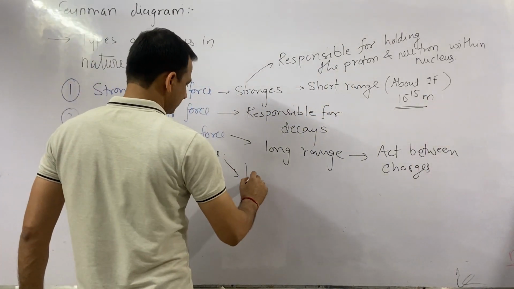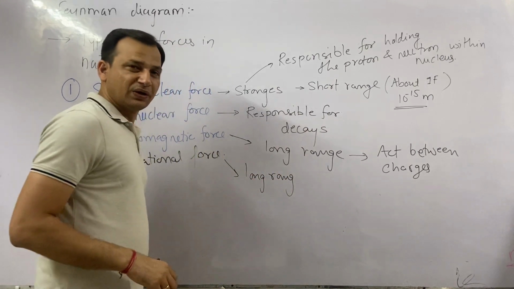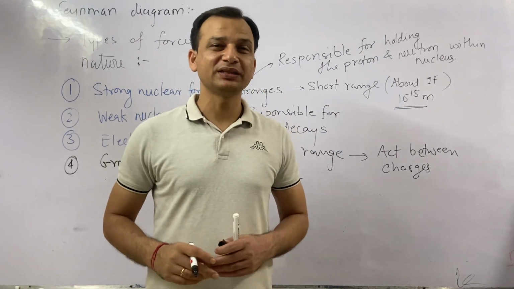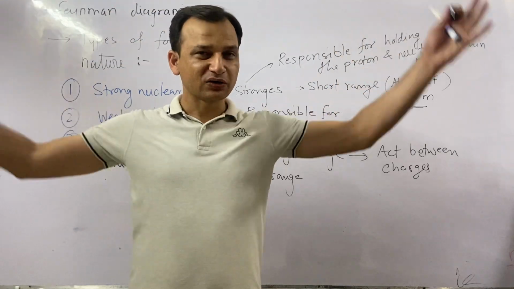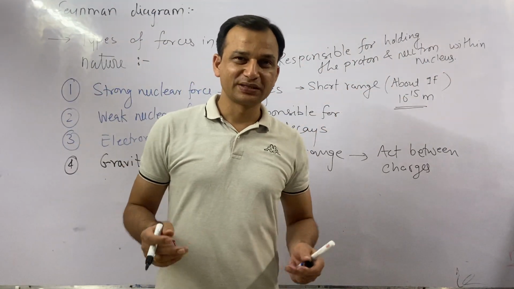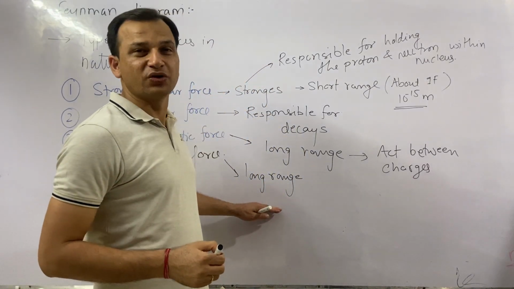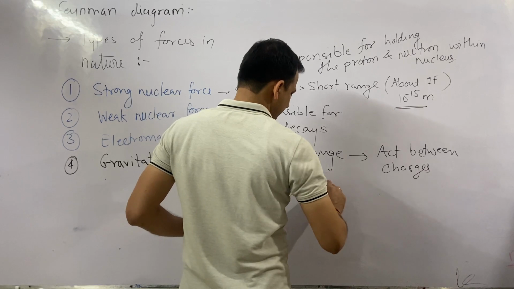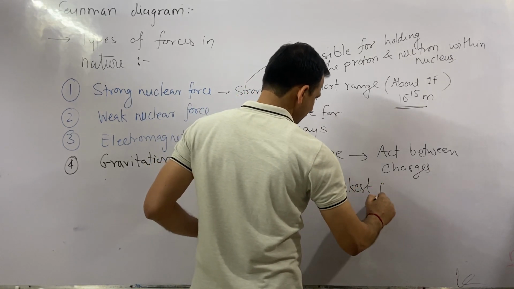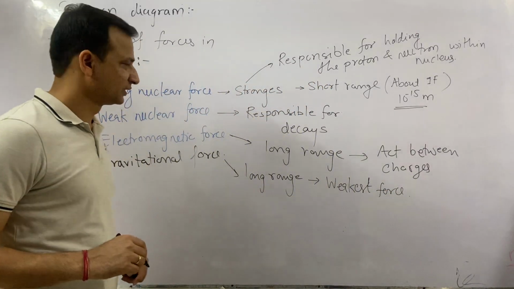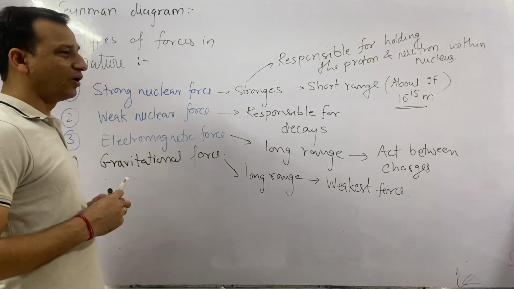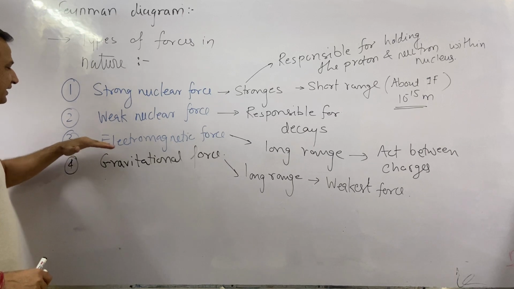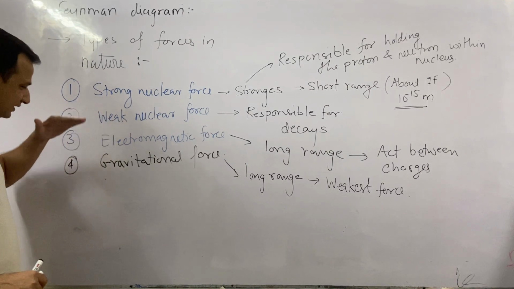Gravitational force, again long range, weakest force in nature. It's the weakest force in nature, but because it acts between masses, and mostly masses are quite heavy, for example the stars and the planets, it is quite strong at that scale. So if we compare the strength of the forces order wise, the strongest force comes first, then the electromagnetic force, then the weak force, then the gravitational force.